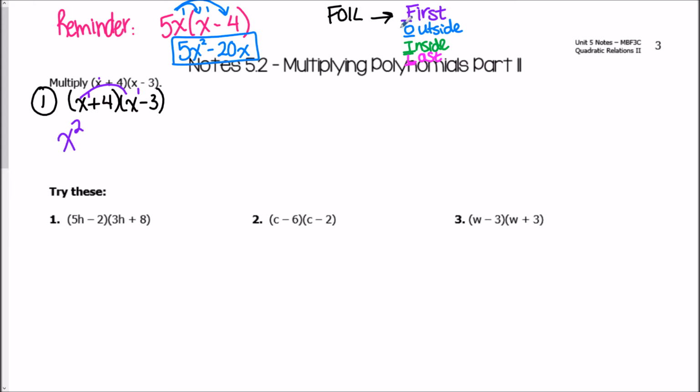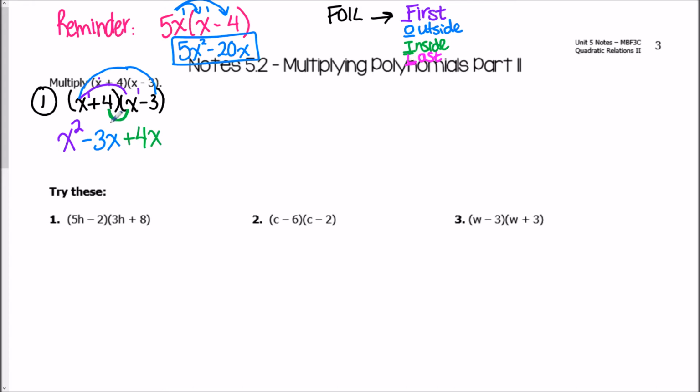Now the next letter in FOIL is outside. So I'm going to multiply this x on the outside right here. On the left side, the x is all the way on the outside. On the right side, we've got negative 3 on the outside. So we multiply x by negative 3, and that gives us negative 3x. The I stands for inside, so I'm going to multiply my inside terms, and 4 times x is positive 4x. So I'm going to write down plus 4x.